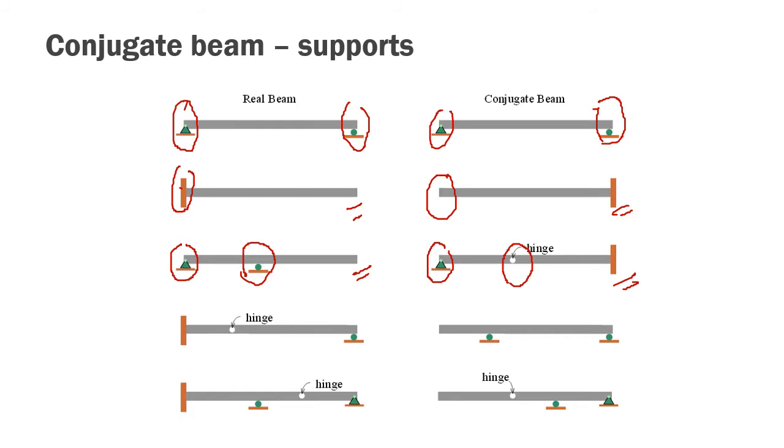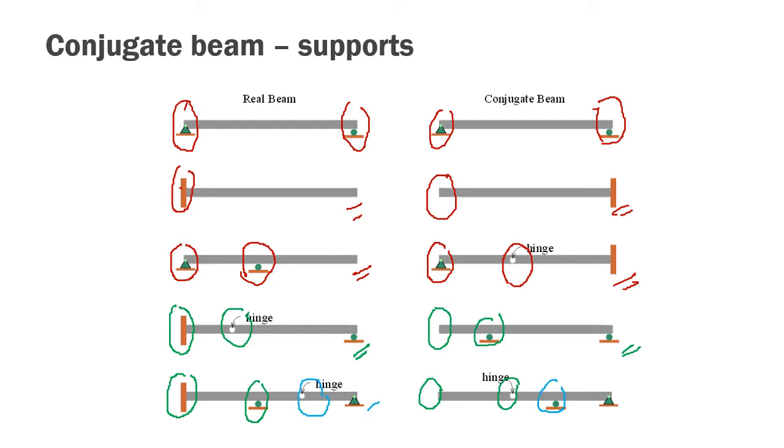Continuing, many examples. If it's free here, you need to change it to fixed. If fixed, you need to change it to free for your conjugate. Internal hinge, change it to internal roller. And roller will remain as roller in your conjugate. Finally, fixed becomes free. Internal roller becomes internal hinge. Internal hinge will become internal roller and pin will remain as pin. So make sure that you change all of the boundary conditions appropriately.